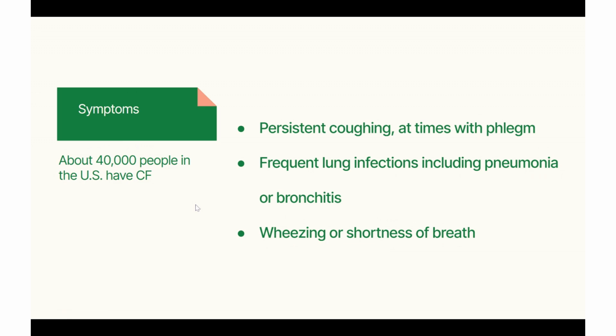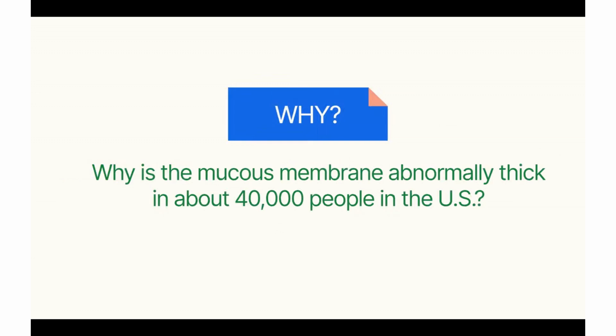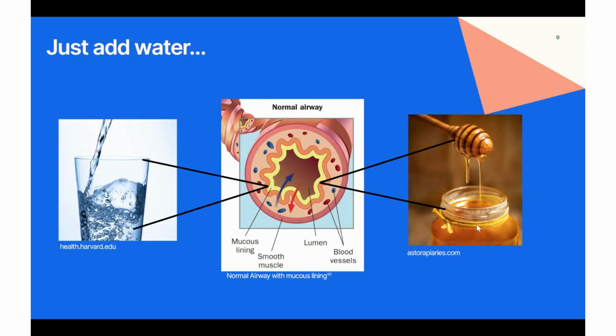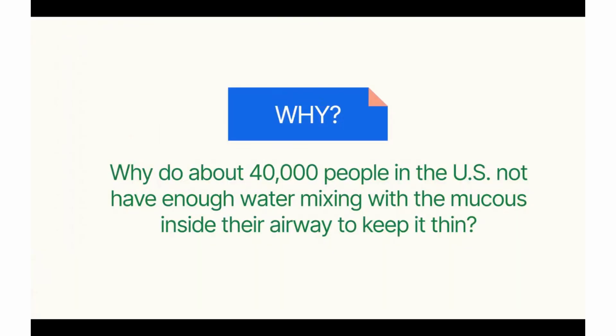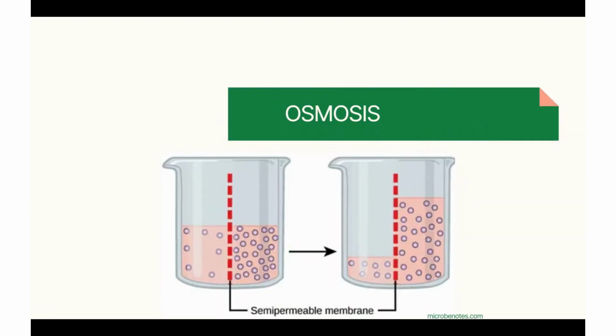So our next most logical, most pressing question is why? Why is the mucous membrane abnormally thick in about 40,000 people in the US? Think of honey. Couldn't we just make honey thick mucus thinner by just adding water? Well, that should lead us to our next question, right? Why do 40,000 people in the US not have enough water mixing with the mucus inside their airway to keep it thin? And to answer that question, we've got to go back to what we learned about osmosis.